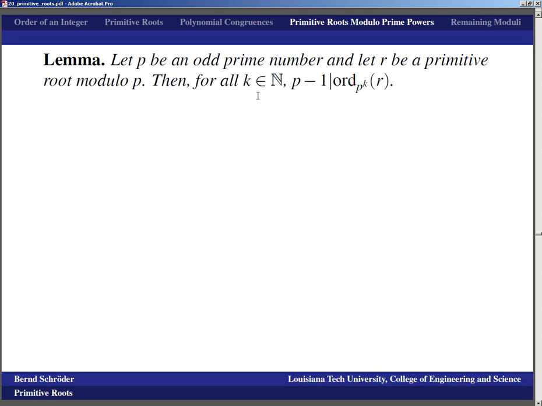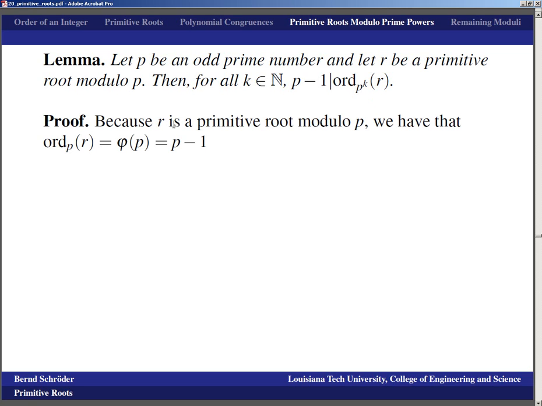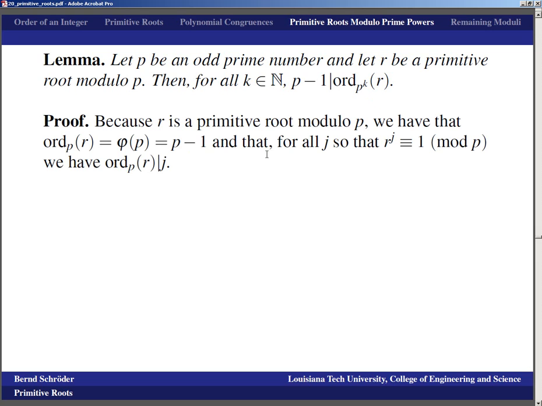Then we can prove that for all k in the natural numbers, p minus 1 divides the order of r modulo p to the k. That shouldn't be too bad. Let's see. r is a primitive root modulo p, and that means that the order of r with respect to p is phi of p, which is p minus 1. And for every j so that r to the j is equivalent to 1 modulo p, we have that the order of r must divide j.